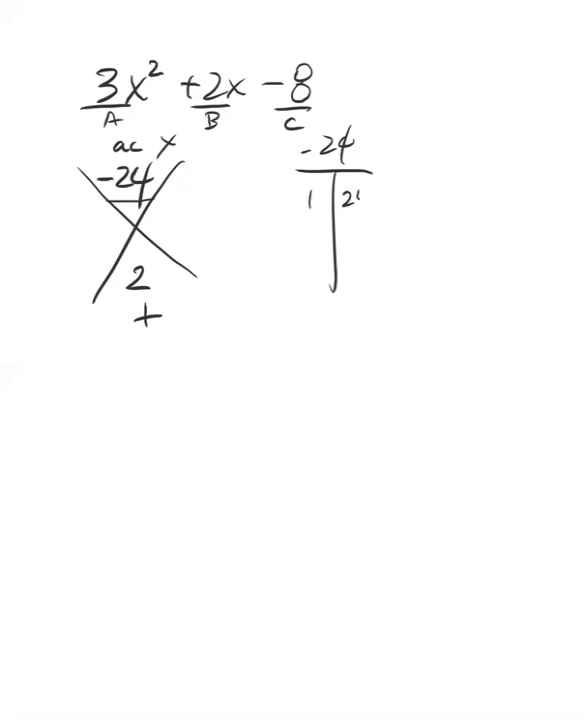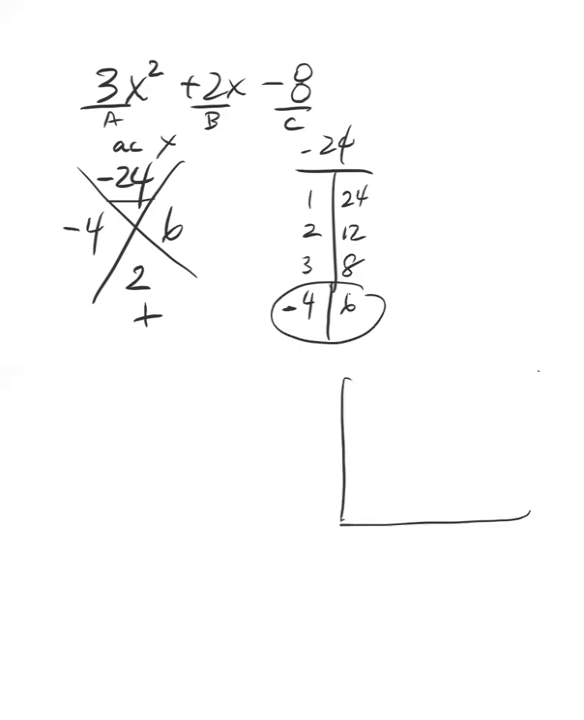I just go down the list, 1 and 24, no, that doesn't add or subtract to get me 2. 2 and 12, no. 3 and 8, no. 4 and 6, yes, 4 and 6 can get me 2. If it was 6 minus 4 will get me positive 2. So negative 4 will go here, positive 6 goes here. And then I can have my box.